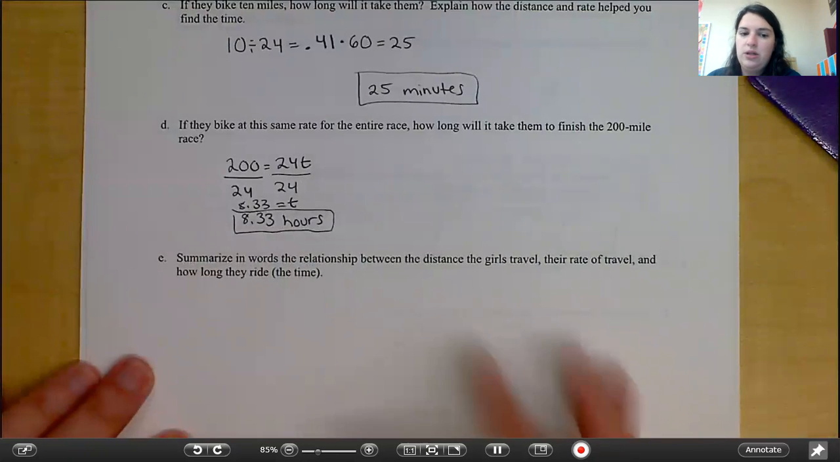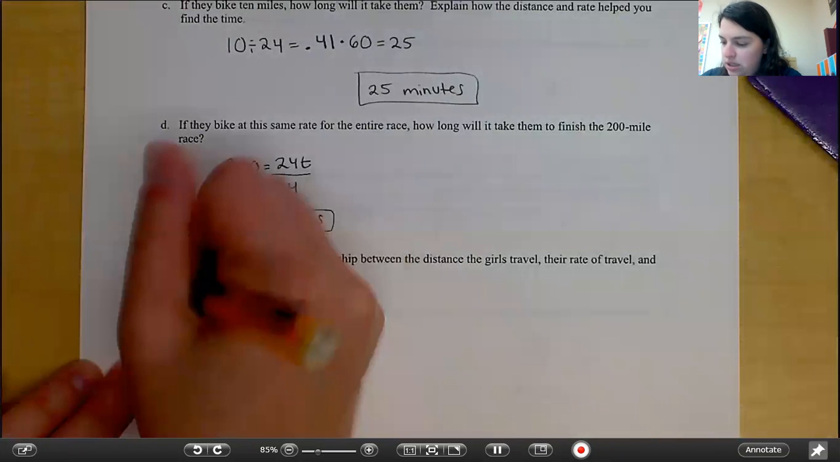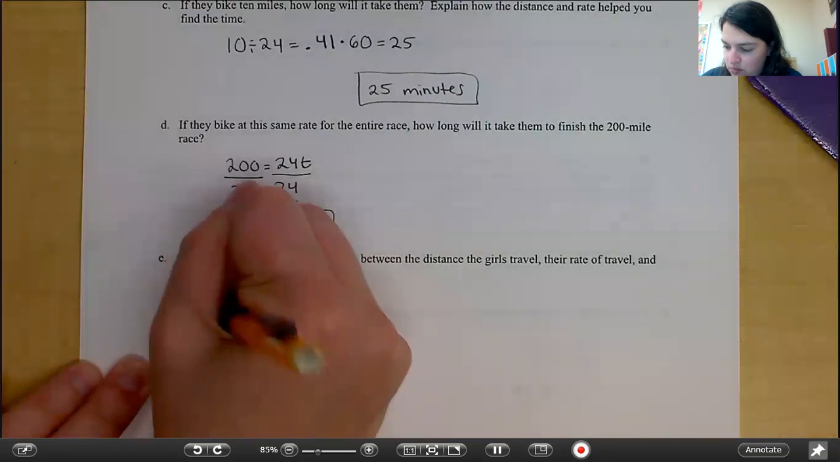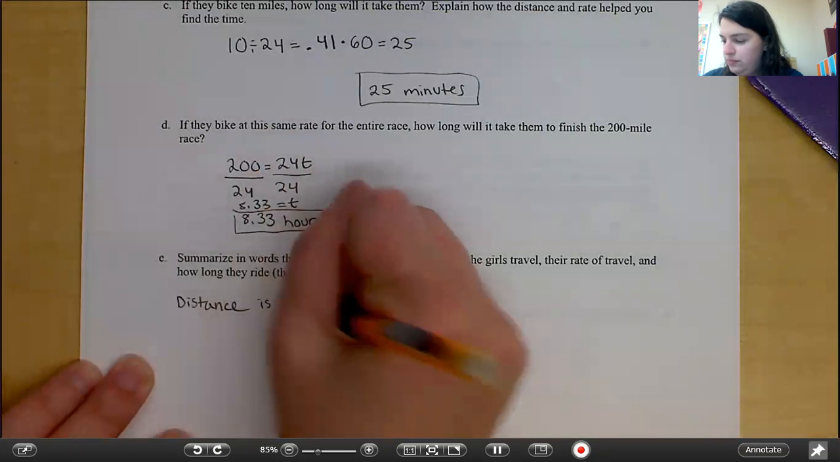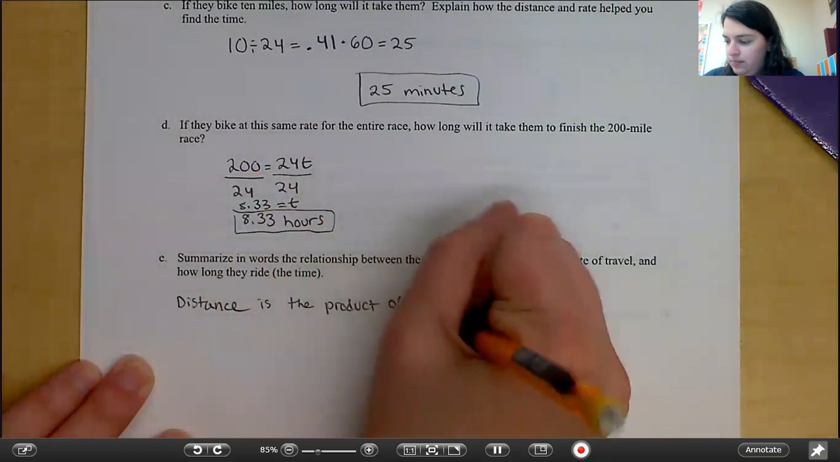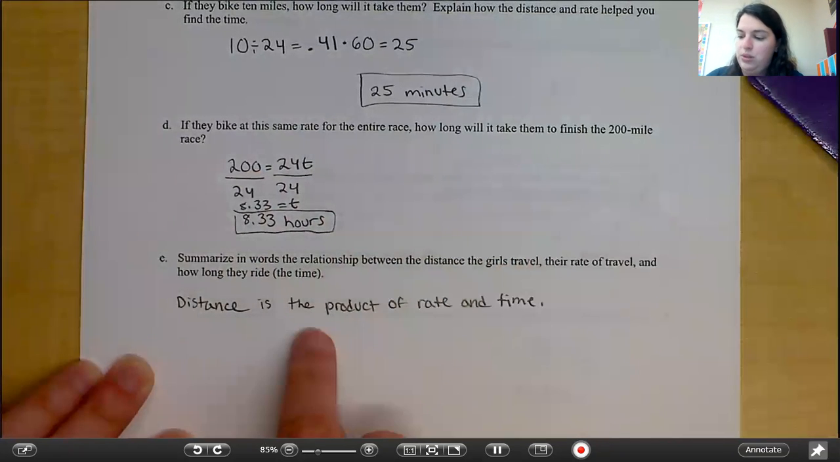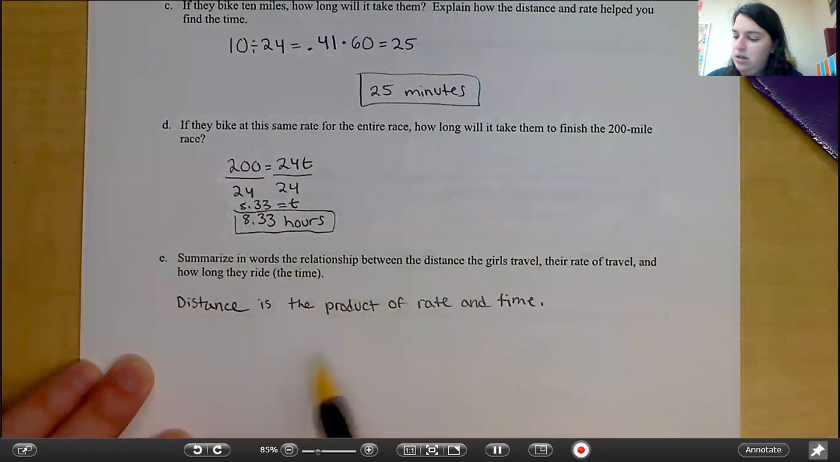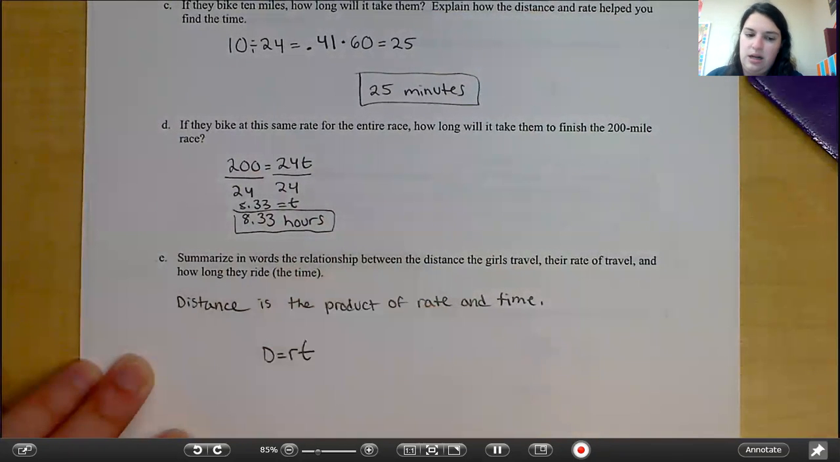So E says, summarize in words the relationship between the distance the girls traveled, their rate, and how long they ride, the time. So distance, that's what this is right here, is the product of rate and time. Remember that product is multiplication. So we're saying that the distance is the product of rate and time. D equals R times T.